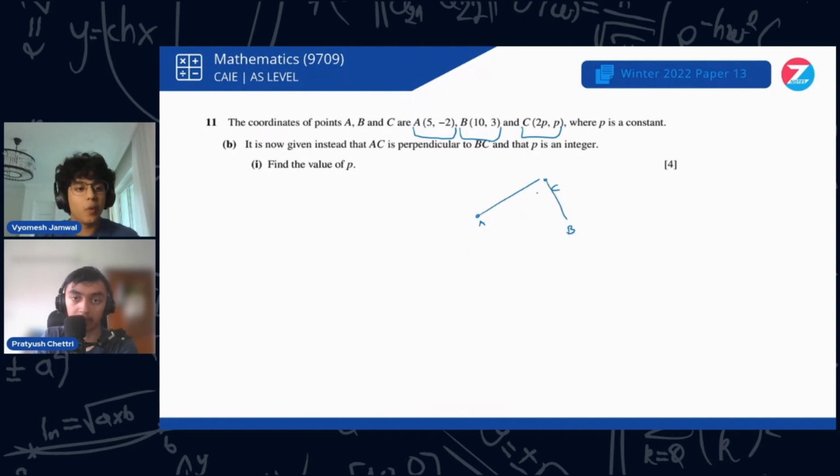So again, it's just y2 minus y1 divided by x2 minus x1 for the gradient. And we're saying that when we multiply both of them, it should be equal to negative 1, as I said before. So the gradient of AC would be p minus minus 2 divided by 2p minus 5. Right?